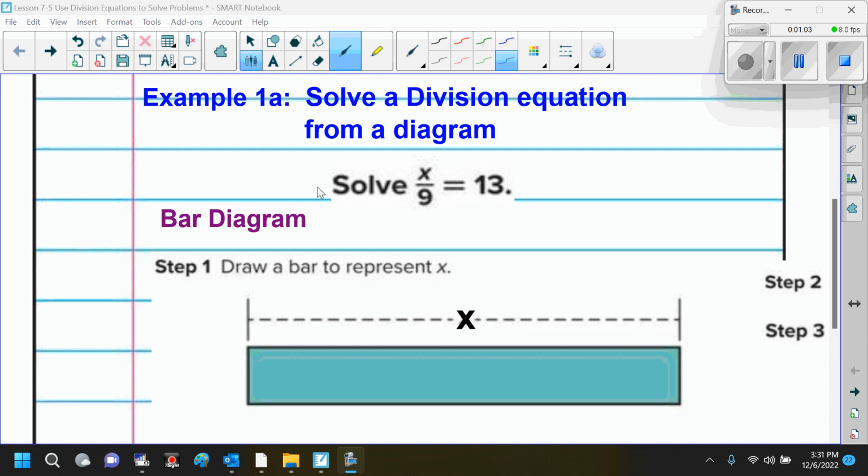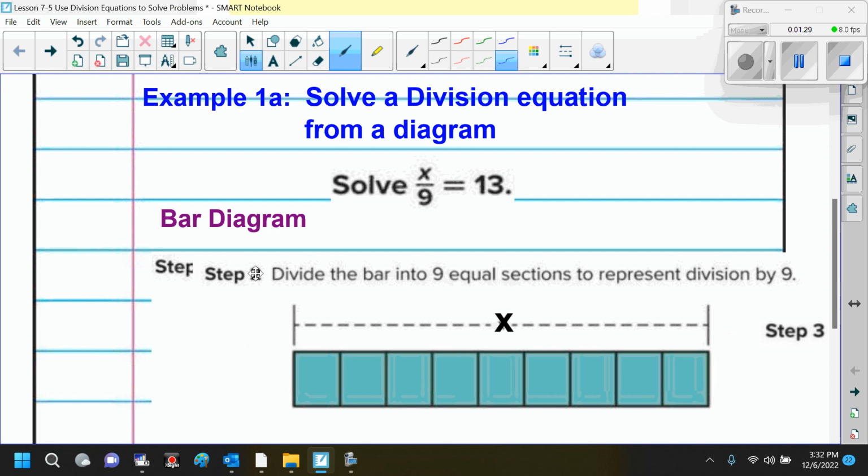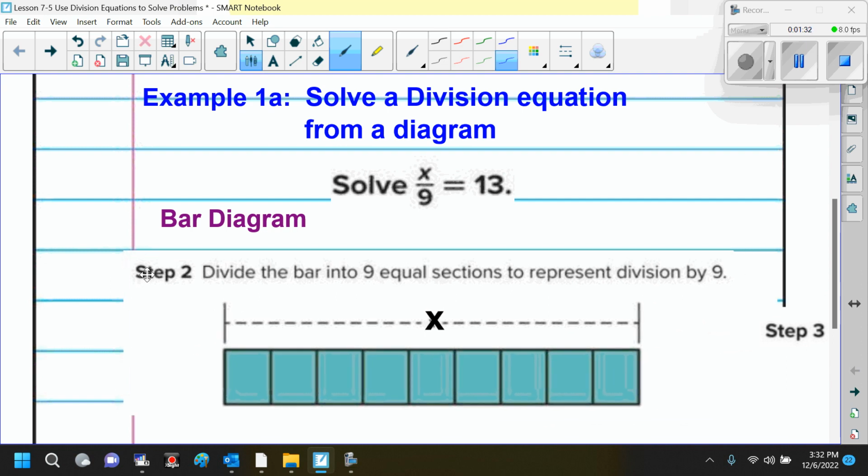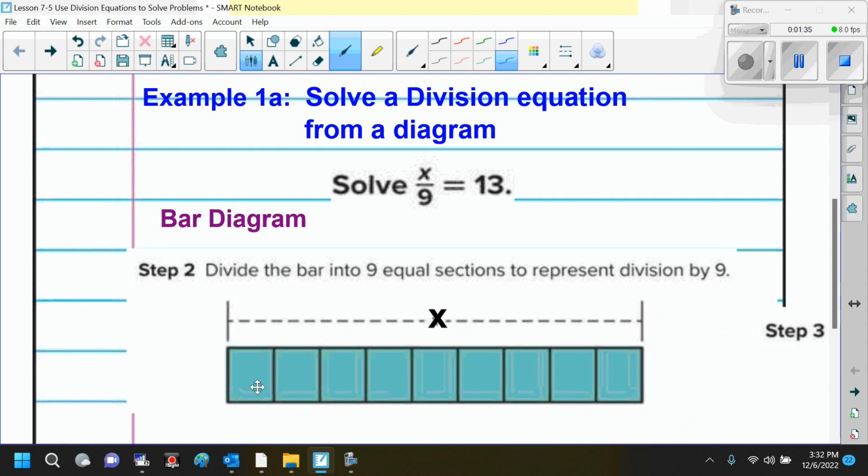So here we have a bar diagram that represents x divided by 9 equals 13. So the way we're going to use this whole bar, we want to split that into 9 equal parts. And when we split that into 9 equal parts, each of those parts is going to be equal to 13. So, step 2 is to split up the bar into 9 equal sections. Okay, that represents the divided by 9.